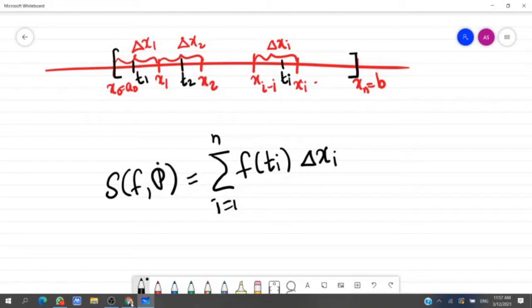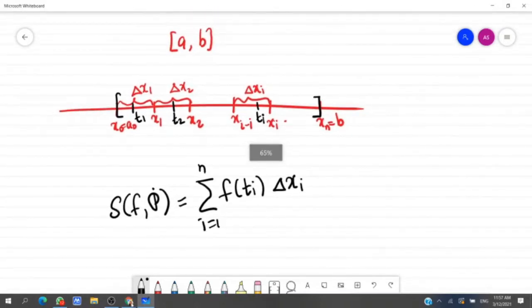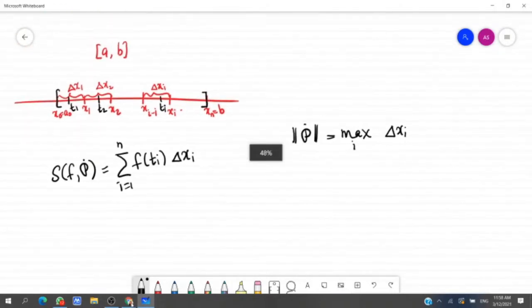The length of the largest subinterval in a partition is known as the norm or mesh of the partition, and it is denoted by the norm of P. It is the length of the largest subinterval, the maximum of delta xi as i varies over 1 to n.